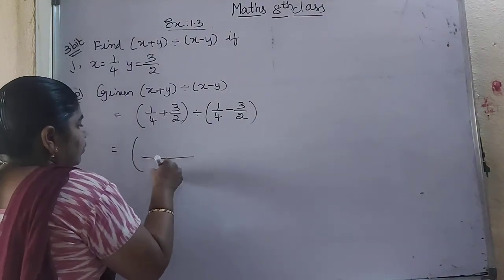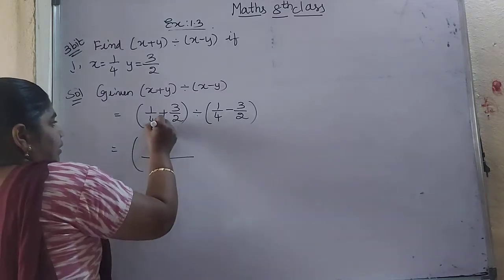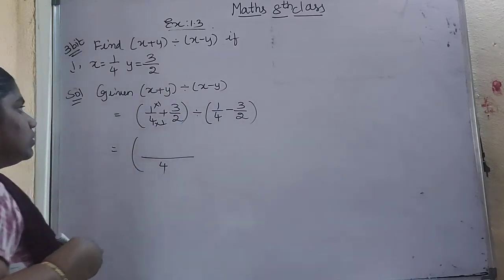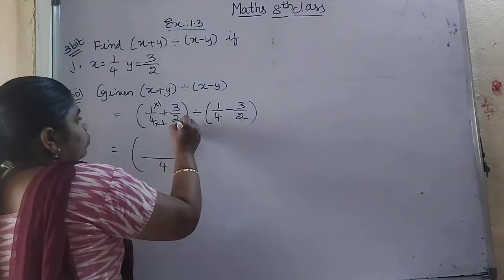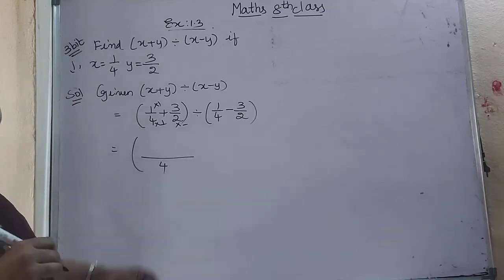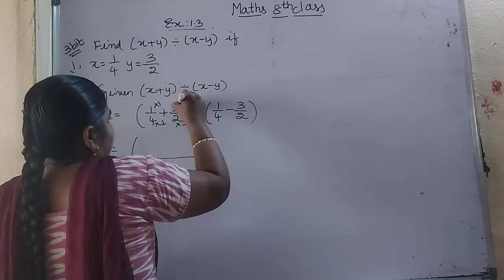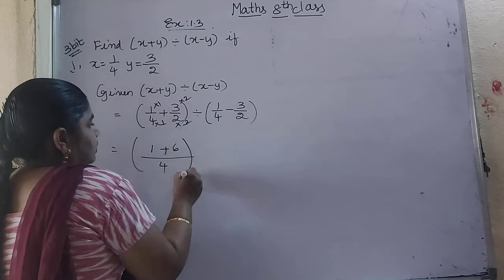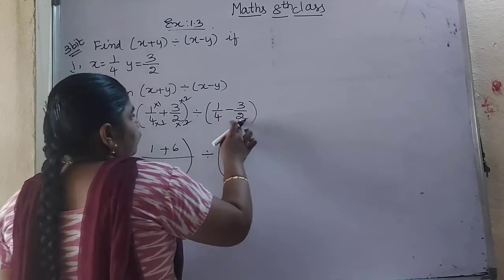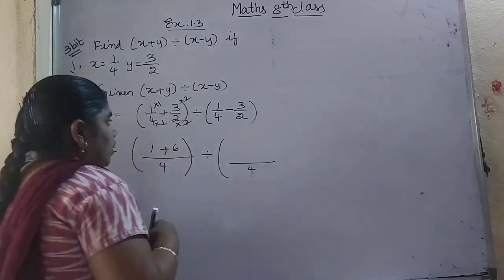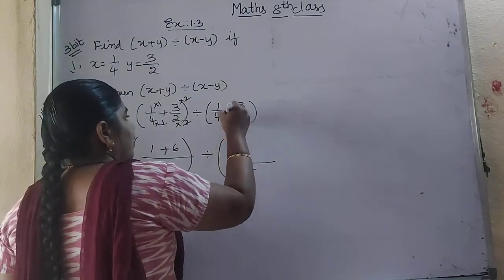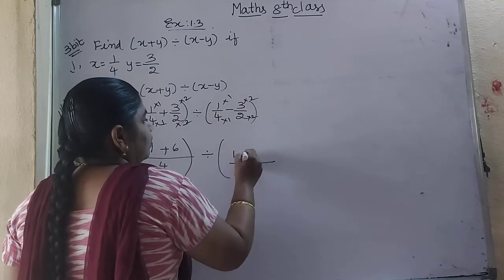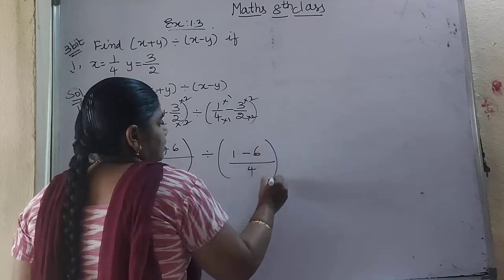Now you can take the LCM here. The LCM of 4 and 2 will be 4. How many times do you multiply this 4 to get 4 again? That is 1 time, so in the numerator also multiply 1 time. For 2, how many times do you have to multiply to get 4 again? 2 times, into 2 times. 1 into 1 will be 1 plus 3 into 2 will be 6, divided by 4, and the LCM of 4 and 2 will be 4. Here also the same, 1 into 1 and 2 into 2. So 1 one is 1 minus 3 twos is 6.